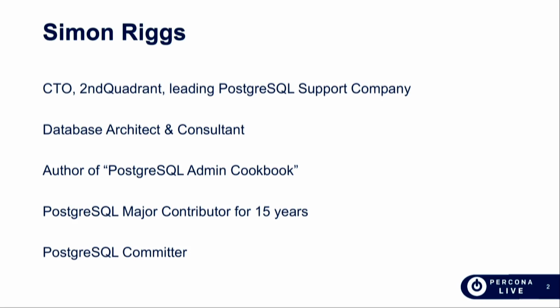So who am I? I'm Simon Riggs. I'm the CTO of Second Quadrant, a leading Postgres support company. I'm a database architect as well as a developer. And I've been a Postgres contributor for 15 years. One of the areas of Postgres that I've developed has been a lot of the features that I'm going to talk about here today. So even though I'm giving an overview, I do know exactly what I'm talking about with regard to some of these features.